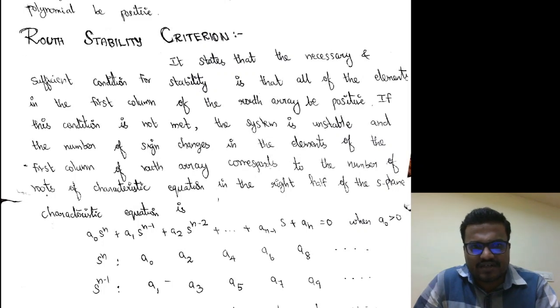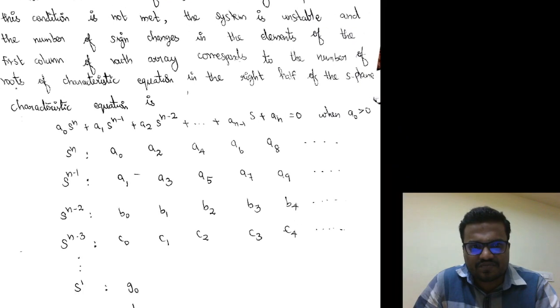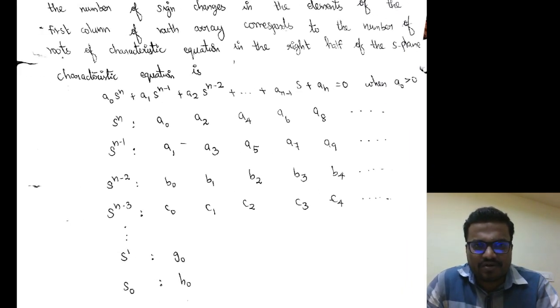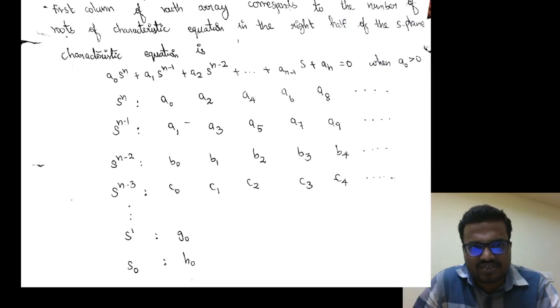These properties will be implemented in this criterion. Before that, we are going to calculate whether the root is stable or not. It can be calculated by the following rules. Initially, the rows are framed by S power n. Suppose n is 5, then we have S power 5, and the next values are S power 5 minus 1, that is 4, then 3, 2, and so on, up to S power 0.